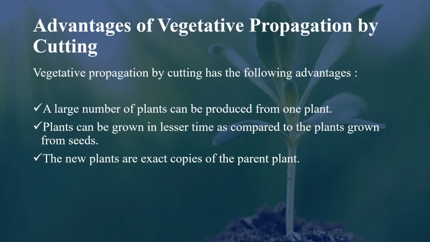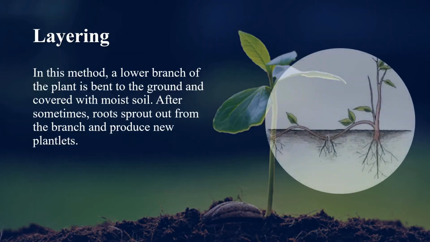Now let us understand the advantages of vegetative propagation by cutting. Vegetative propagation by cutting has the following advantages. First, a large number of plants can be produced from one plant, and plants can be grown in lesser time as compared to plants grown from seeds. And next, the new plants are an exact copy of the parent plant.